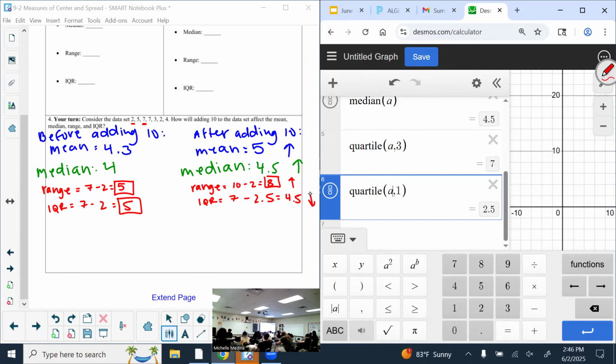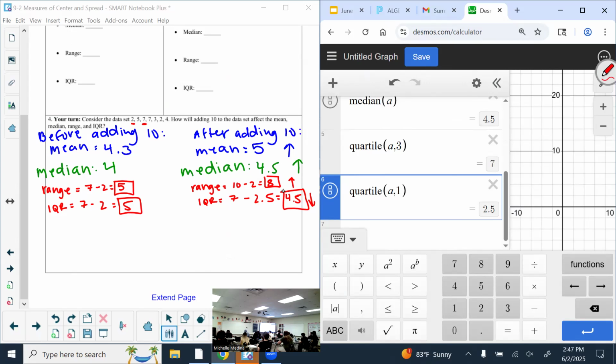So just because one increases and the other one doesn't, like range versus IQR, it doesn't mean that it'll happen every time. It just depends where you're at. So a way to know for sure would be to do the calculations and actually see for yourself.